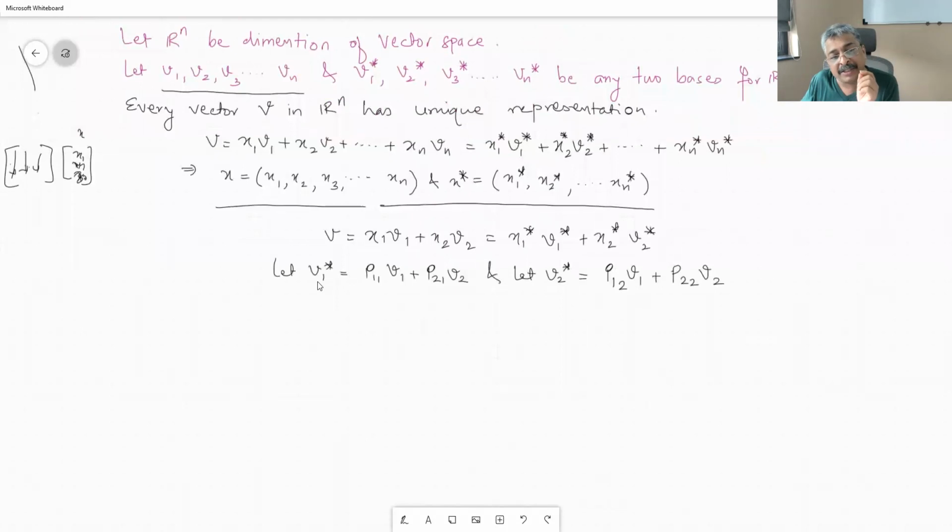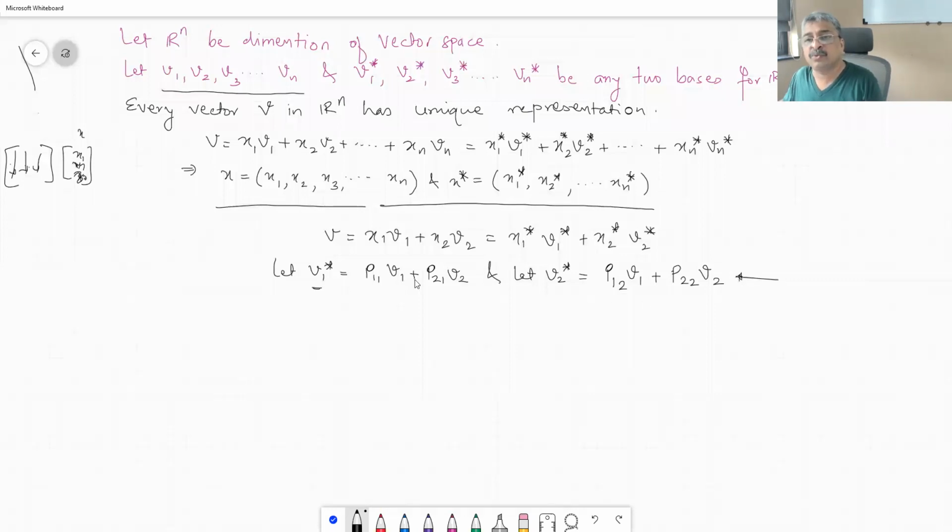Suppose I want to express the new first vector from the second base, then it is p11 times first base vector plus p21 times second base vector v2. So this is an important step. These entries p11, p12, p21, p22 are going to be the transformation matrix between base 1 and base 2. So we have written that, and therefore I can write x1 is equal to p11 x1. Now how do you get that? Now let us understand it.